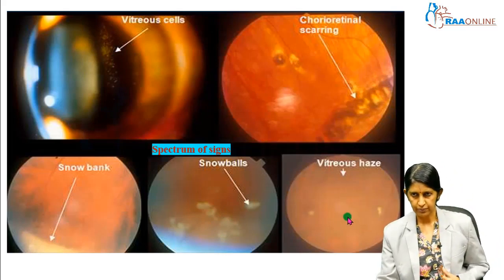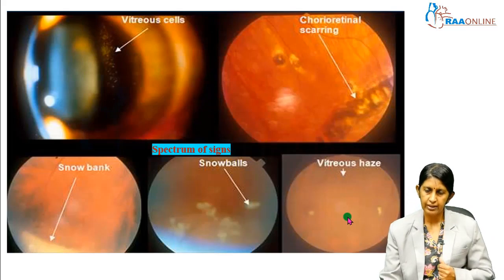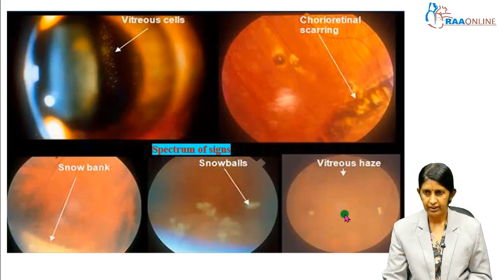So, based on the classification that I just mentioned, vitreous haze usually is graded based on the visualization of the background retina and the optic nerve head. So, in this picture you can hardly see the optic nerve head. So, it probably means grade 4 or 5, and these are the small snowball opacities that you are seeing suspended in the vitreous. And the last, this picture is about chorioretinal scarring.